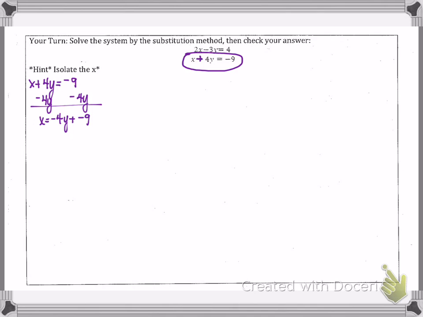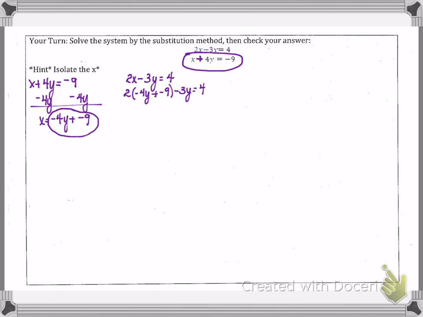What you need to know is it doesn't really matter which one you solve for. I could have solved for y, but it would add an extra step of dividing by the coefficient. So it's best to go with a variable that is either already alone or doesn't have a coefficient. What I'm going to do is replace x with negative 4y plus negative 9 in the equation I haven't used so far, the top one. So my plug-in line is going to look like this. I replace the x with negative 4y plus negative 9.